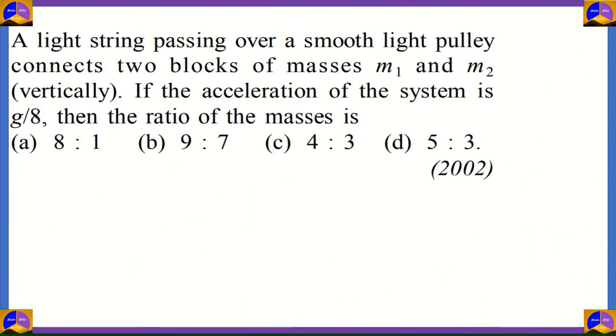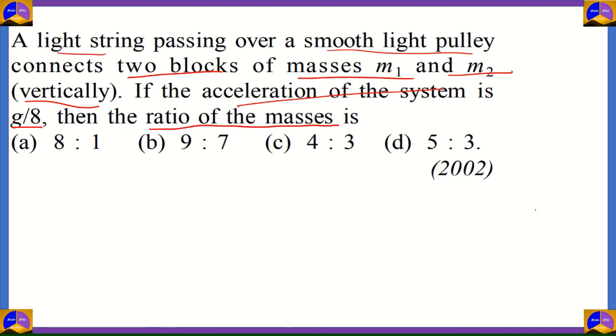Here is the final question of this episode. A light string is passing over a smooth light pulley. Now, what does this mean? It means that the pulley and the string have no mass, and it connects two blocks of masses m1 and m2 in the vertical direction. So if the acceleration of the system is g by 8, then you need to find the ratio of the masses.